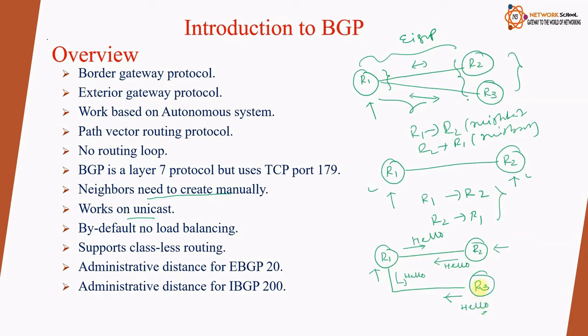So this is more like a manual task, and the hello message will be sent one way from R1 to R2, and from R2 to R1. But in a normal IGP, since the creation of the neighborship is not manual, it is multicast. But in the case of BGP, this will be unicast. R1 will send to R2, and R2 will send back to R1.